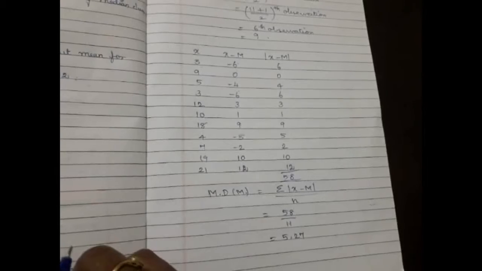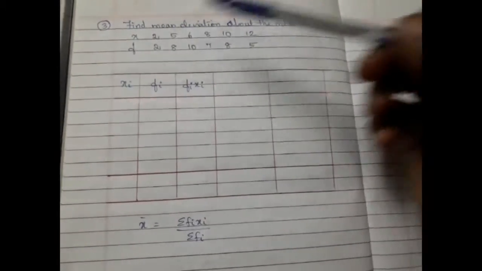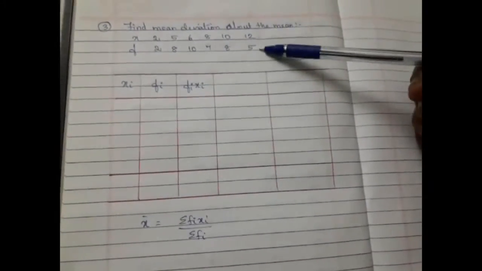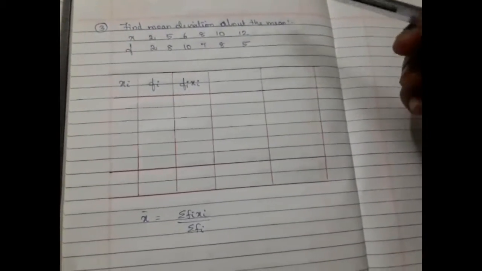Let us move on to the next problem now. Now let us see how to find the mean deviation about mean for this kind of problem, right? They have given you x and f. This kind of problem is called a discrete frequency distribution. They have given you x values and f values, right? So how to find it?